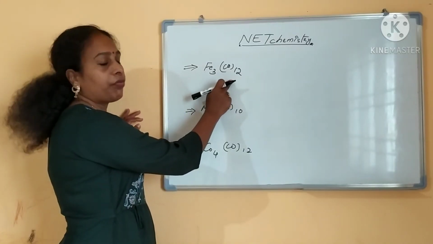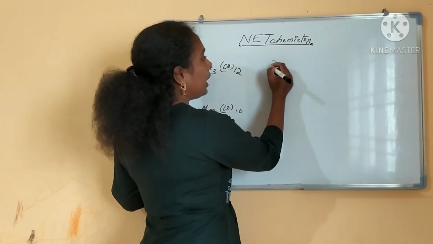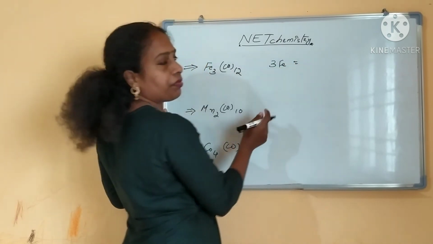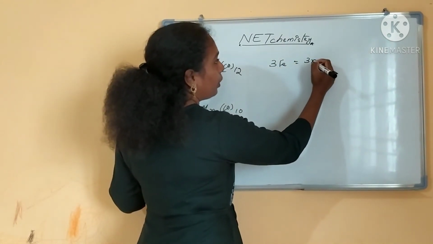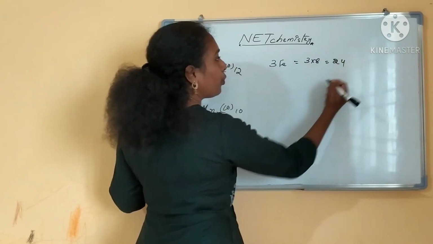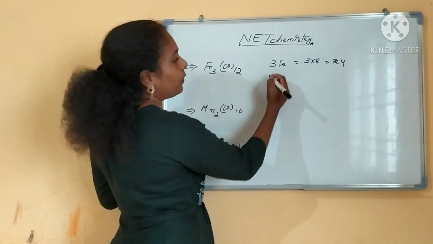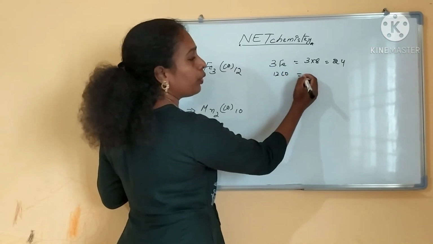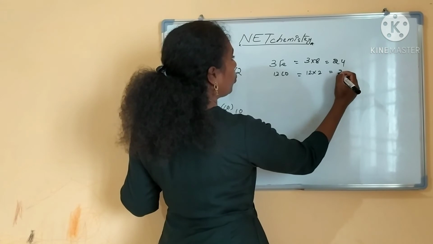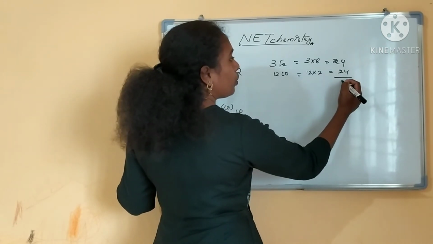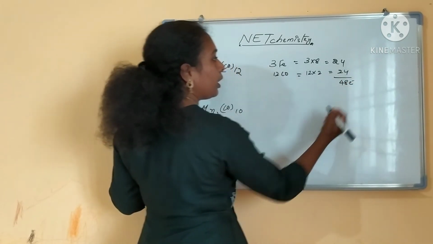First one I am taking Fe3(CO)12. So 3 Fe's are there, right? Each Fe is donating 8 electrons. So 3 into 8 equal to 24 you will have. Then CO, 12 COs are there. Each CO will donate 2 electrons. So 12 into 2 equal to 24, right? 24 plus 24, you will get 48 electrons, right?